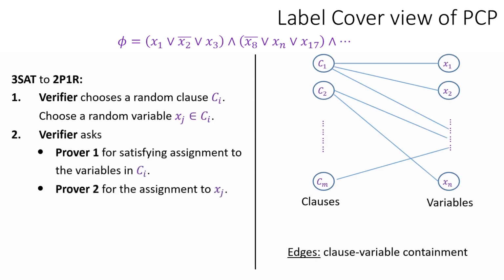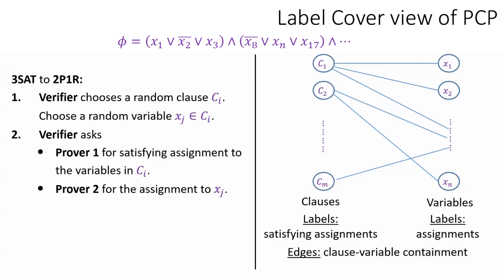Now the verifier sends the clause to one of the provers, the variable to the other prover, and they're expecting an assignment to the respective set of variables. So from prover 1, he's expecting an assignment to the 3 variables in Ci, and from prover 2, he's expecting a single bit for xj.